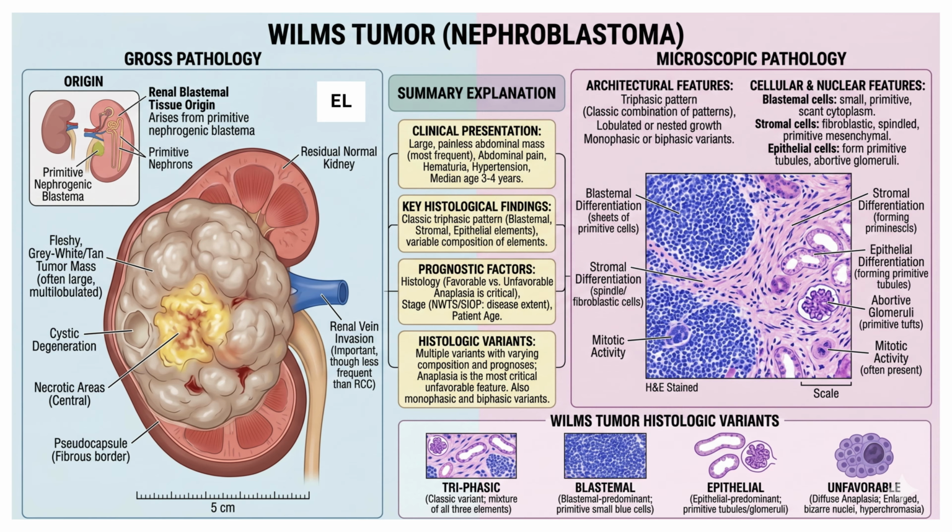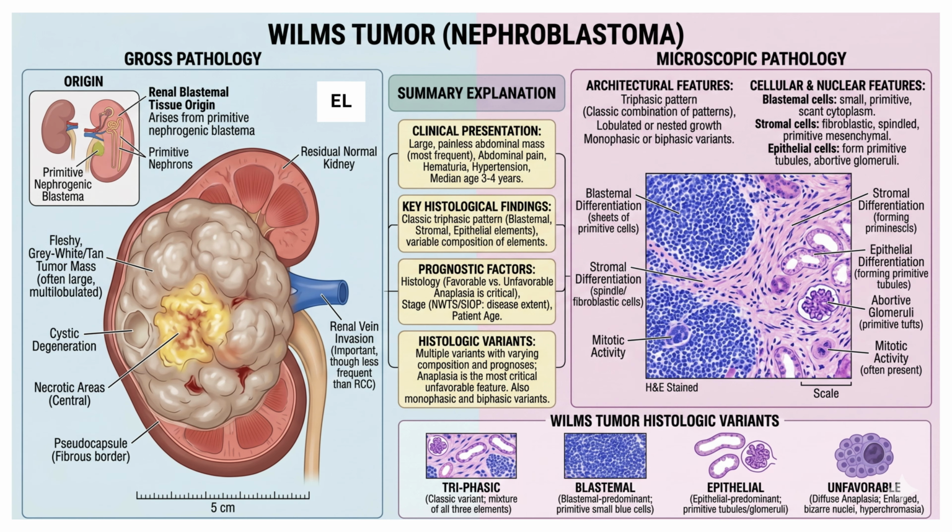Tumor stage is extremely important. Localized tumors confined to the kidney generally have an excellent prognosis with modern therapy, whereas tumors with vascular invasion, lymph node involvement, or distant metastasis have more advanced staging. Patient age also influences prognosis, with younger children generally responding better to treatment. Fortunately, Wilms tumor overall has a very favorable outcome compared to many pediatric malignancies because it responds well to surgery, chemotherapy, and radiotherapy when detected early.